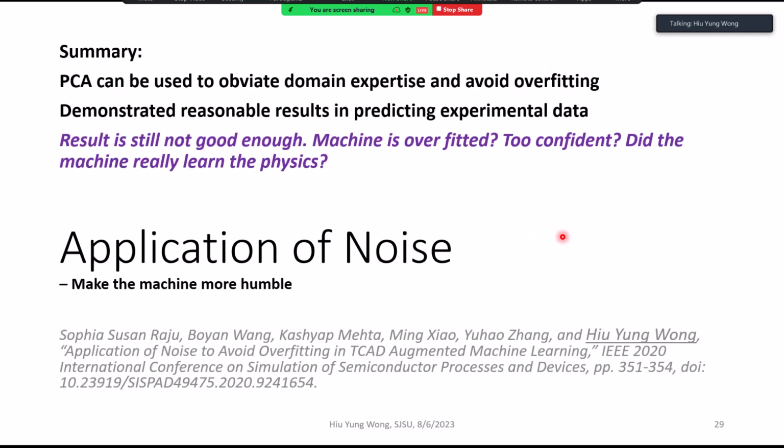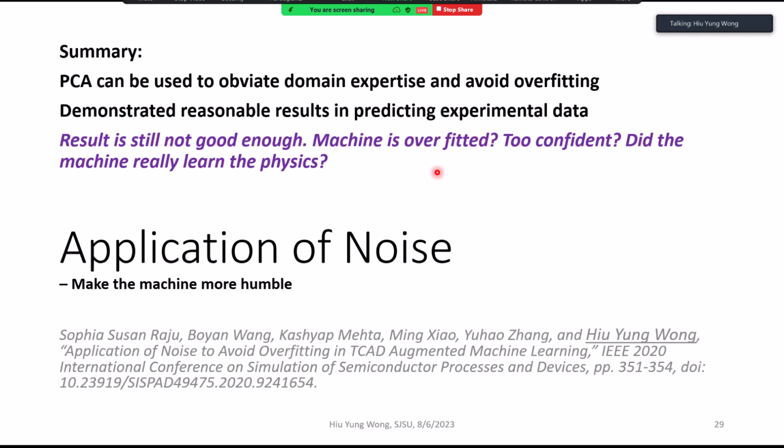So in summary, in this paper, we show that if you use principal component analysis, you can obviate the domain expertise requirement, and it avoids overfitting. So when people try to develop machine learning based on simulation data, we need to be very careful. Make sure that the machine is not overfitted by the ideal simulation, okay? Now, by using the PCA, we can use it to predict the experiment, but still not good enough, right? It's still too confident. And most important, did you learn the real physics?